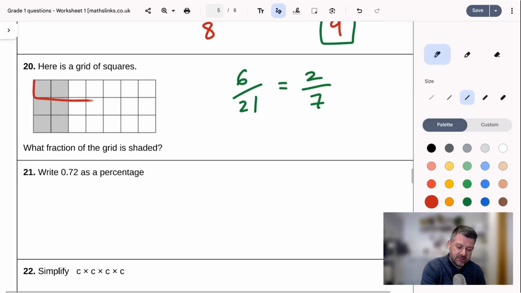So in its simplest, 2 out of the 7 are shaded. 2 out of the 7 in that top row are shaded. So that's the same for each row. So it's a good example of how simplifying fractions works.